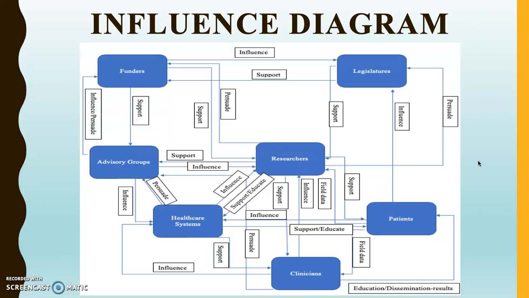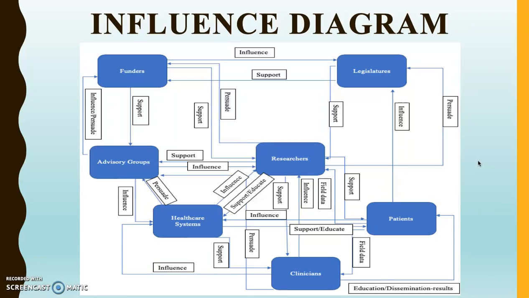Now, having all of you here, you're probably like, okay, what do we do? Well, you all integrate somehow. If you look at this influence diagram, you can see that everybody is somehow influenced, persuaded, or supporting another group. So if we start with the researchers, we can see they get support from the legislators and they persuade the legislators. The patients may influence the legislators. The patients also get education from the clinicians. They might give some data to the clinicians.